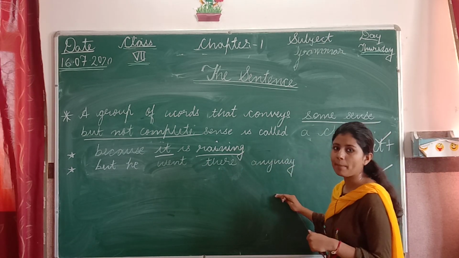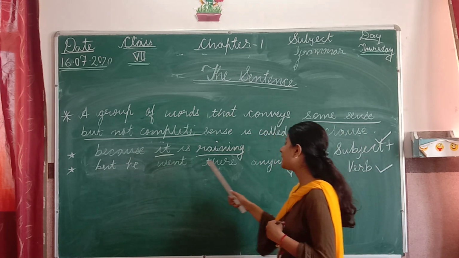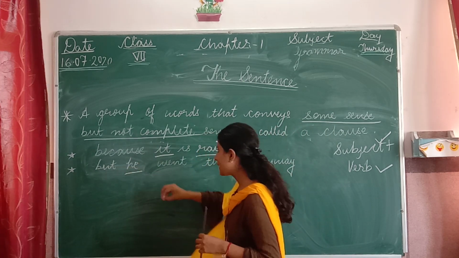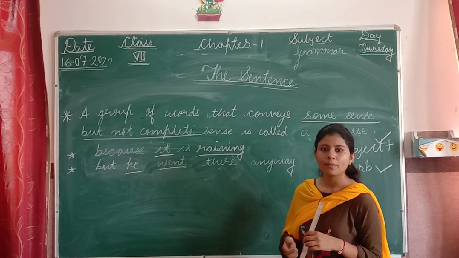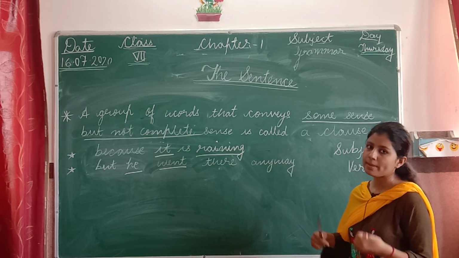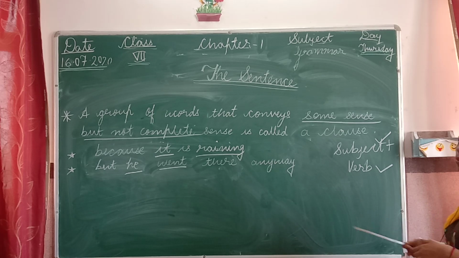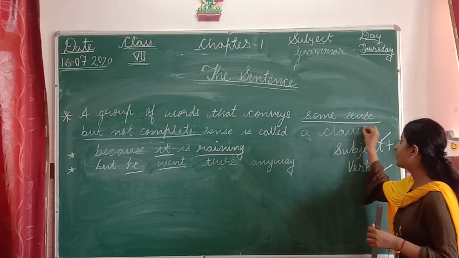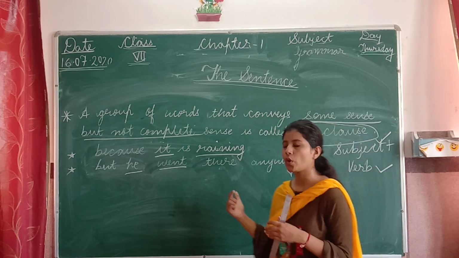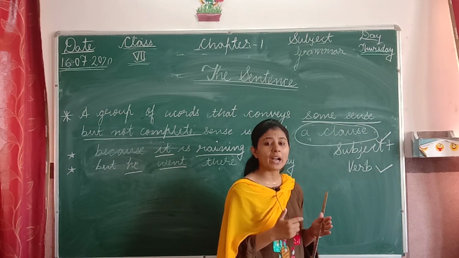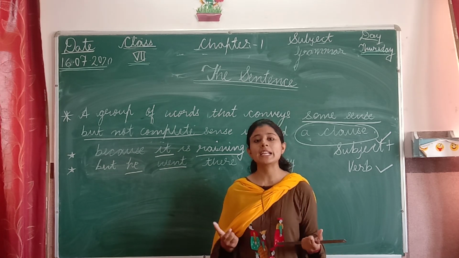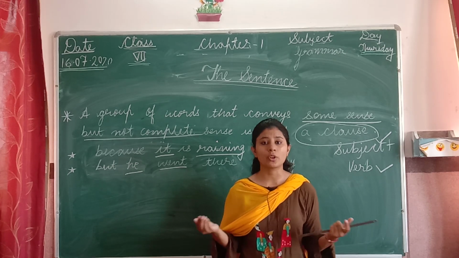Again in the next example, "but he went there anyway." Here he is the subject and went is the verb. It is again not conveying a complete sense but some sense, and has a subject and a verb with it, and that's the reason it will be called a clause. So I think you have understood what a clause is and what the difference between a clause and a phrase is. Okay students, let's move forward and learn the kinds of clause.